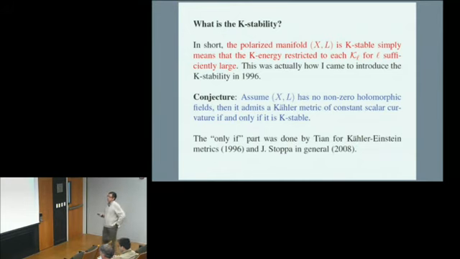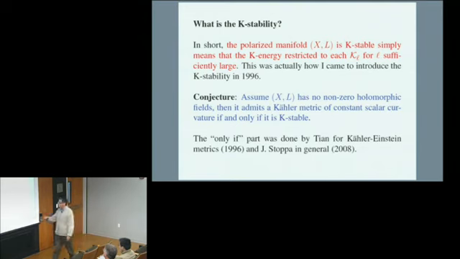Okay. So what is K stability? K stability, in short, is simply that the polarized Kähler manifold with this fixed Kähler class is K stable, which simply means the K energy with respect to each of these embeddings is proper, for L infinity large. Okay, I'm sorry, I dropped something.